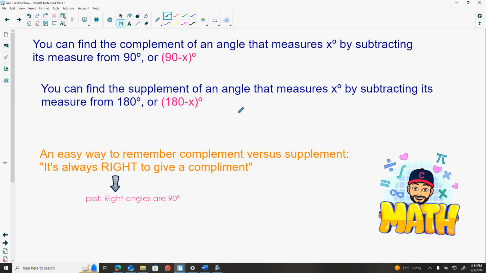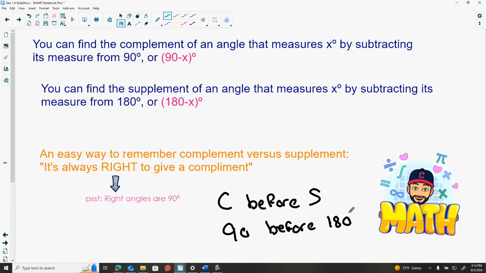Similarly, I know we didn't have a chart for it, but you can also find the supplement of an angle, which is the other angle that would add to 180 degrees, by subtracting its measure from 180 degrees. And down here is an easy way to remember complement versus supplement. It's always right to give a complement. Right angles are 90. Or you can just use what I already mentioned beforehand: C before S, 90 before 180.